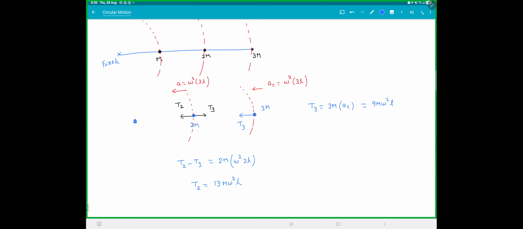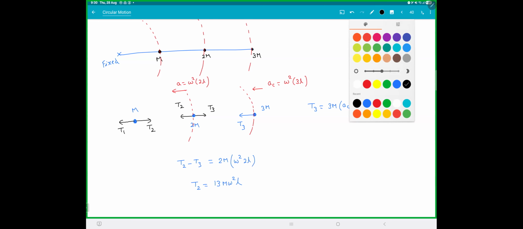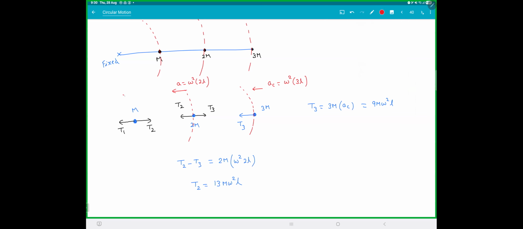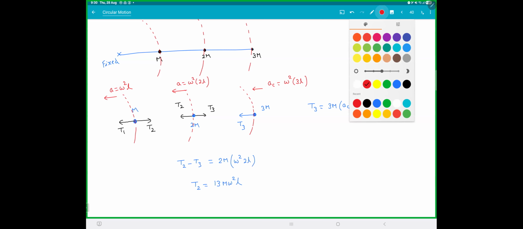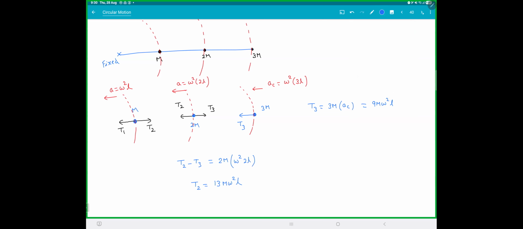Same thing when I ask you the FBD of M. This will be T1 and this will be T2. And this is going in a circle. Since you're going in a circle, you should have an acceleration A is equal to omega square R, and your radius is L. That is the only new thing. If you go in a circle, put centripetal acceleration. Then everything else is NLM only. T2 will be M into acceleration, which is omega square L. Therefore, T1 will be 14M omega square L.